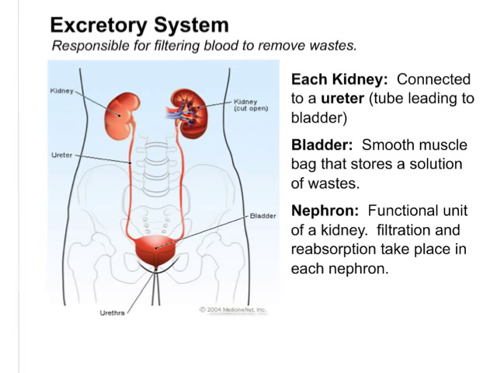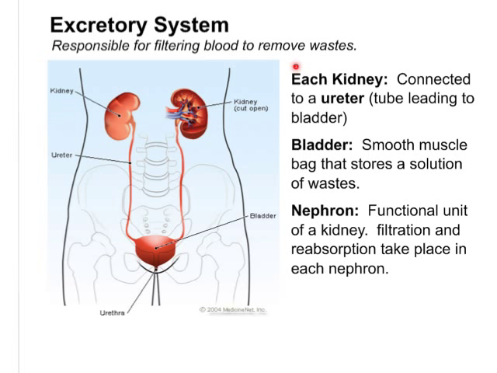Now finally, we are coming to the excretory system. The excretory system is responsible for filtering blood to remove the wastes. So the excretory system contains 2 kidneys, a bladder, and tubes that connect these together and exit the body.